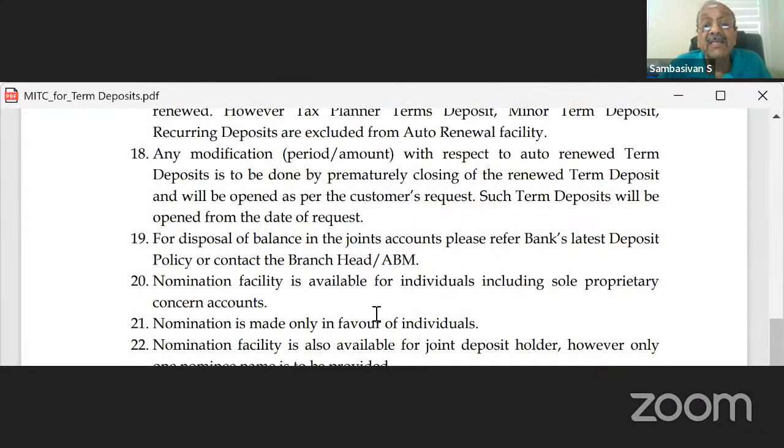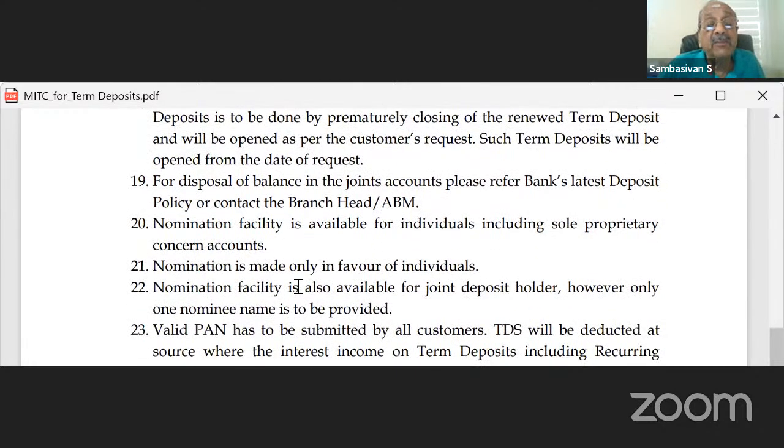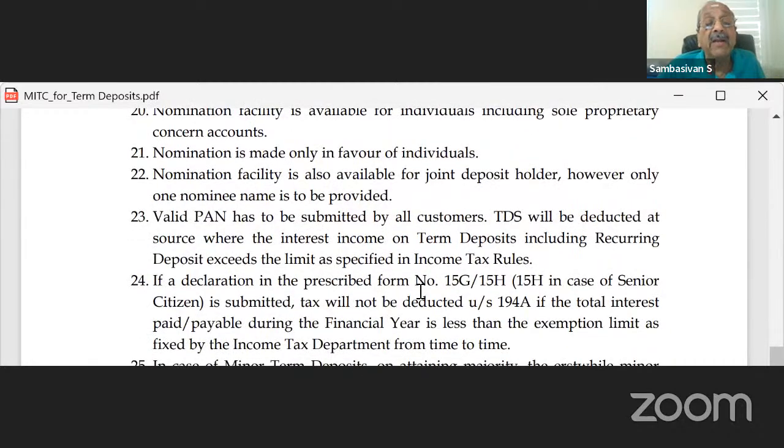For disposal of balance in the joint account, both the parties will have to sign. One part, because it is either or survivor, this either or survivor clause will be applicable only on or after the maturity date. Before that date, both the people will have to sign for pre-closure or for raising a loan and all that. Nomination facility is available, including sole proprietary concern. Nomination is made only in favor of individuals. In the case of a deposit holder, however, only one nominee is to be provided.